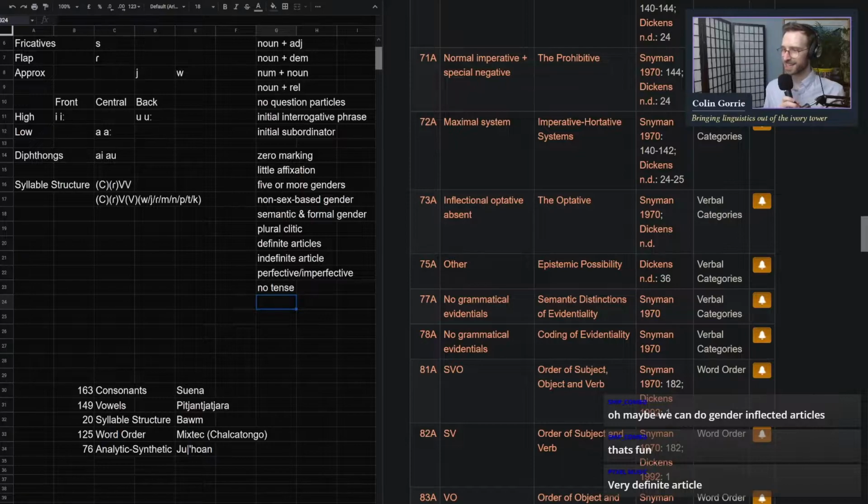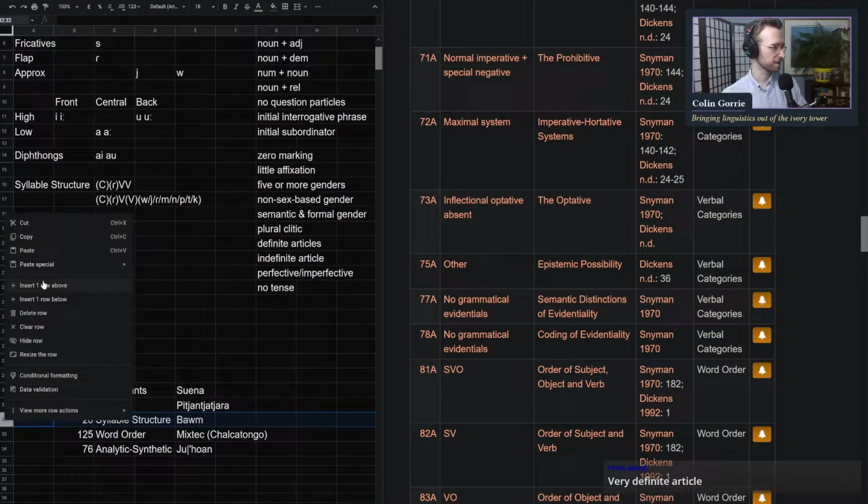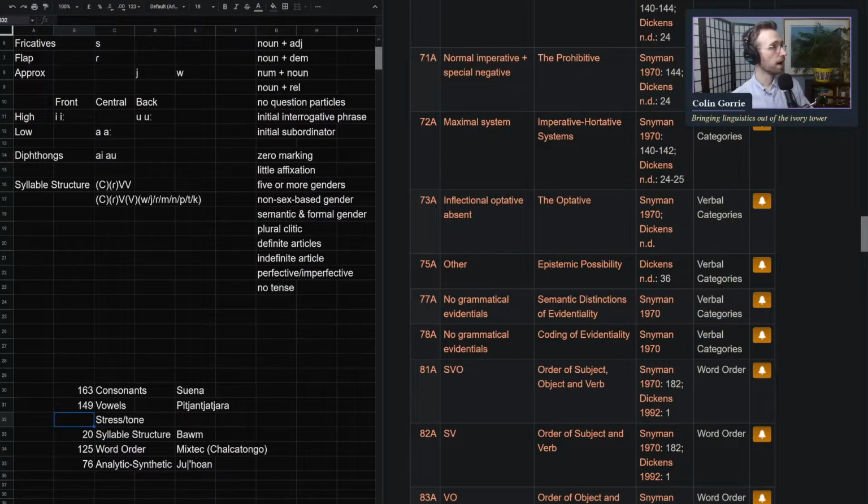I saw a suggestion to roll for suprasegmental stuff like stress and tone. I think that's a great idea. Let's do it. So stress, tone, and let's put where.